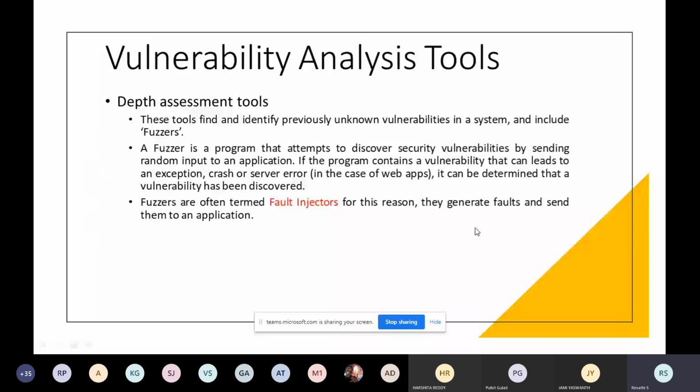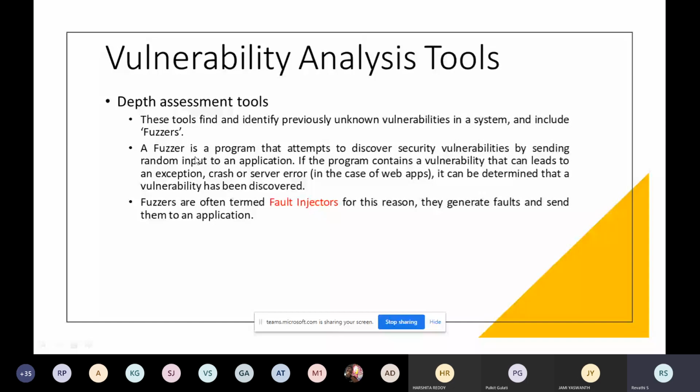Next is the depth assessment tool. The depth assessment tool will also tell you unknown vulnerabilities. All the other tools will check only for known vulnerabilities, but this specific tool will check for unknown vulnerabilities also. What it will do is deploy a product called a fuzzer. A fuzzer is nothing but a program.